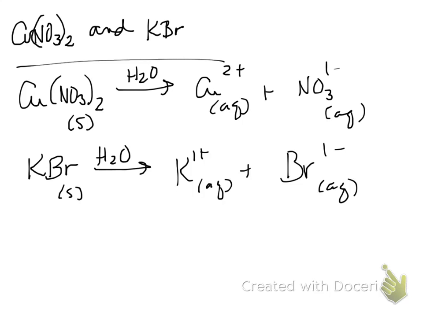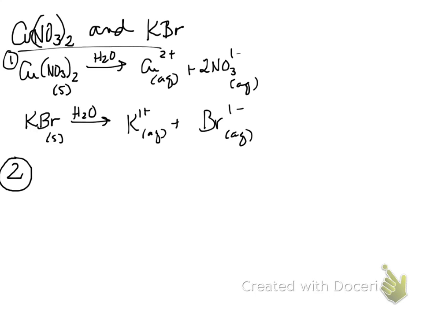Okay, so we've got our dissociation equation done. That's our first step. We can see the ions that this splits up into. Okay, and I forgot my coefficient there, because that's going to break up into 2 moles of nitrate ions. Do you all understand why? Yes. Okay, good. So now we're going to write a double replacement reaction.